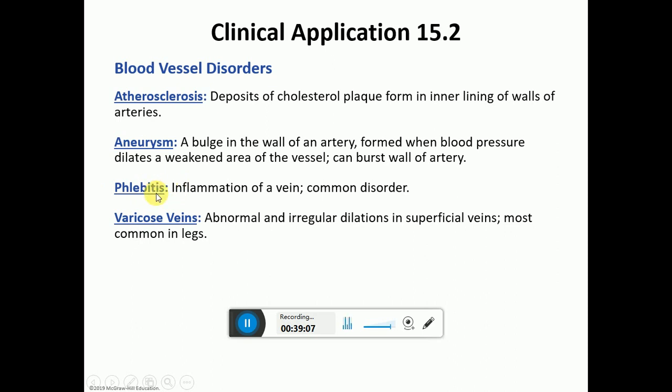Phlebitis is an inflammation of a vein, okay, and varicose veins, that would be the irregular dilation of your superficial veins, and it's more common in the lower limbs due to gravity.